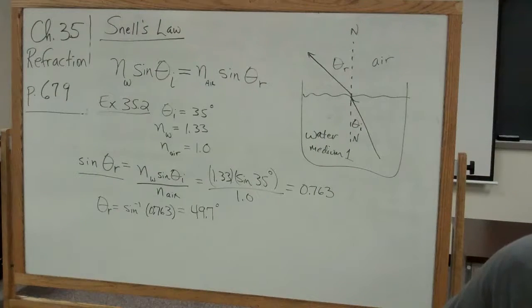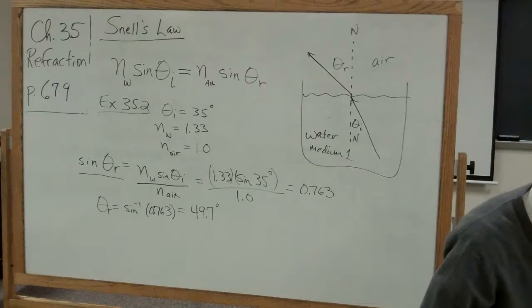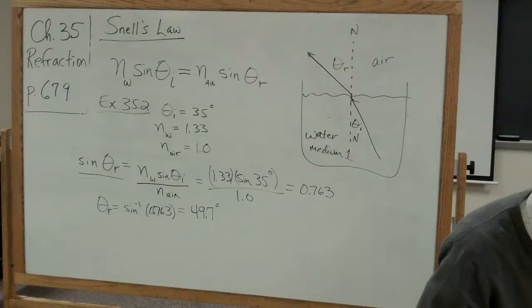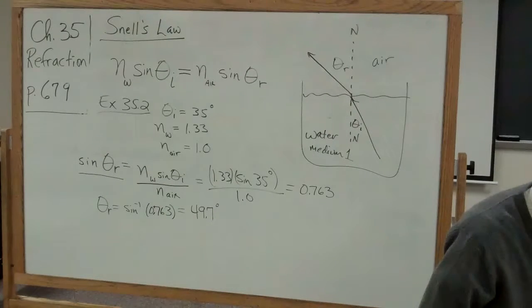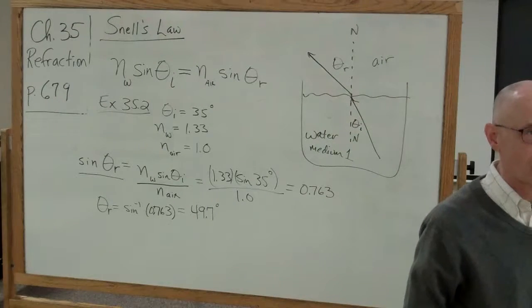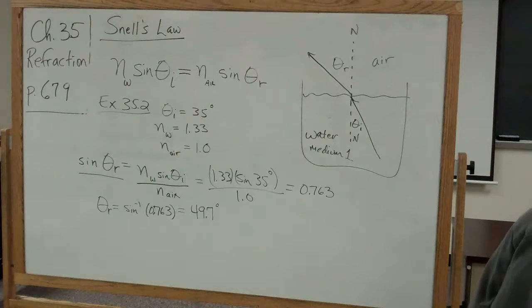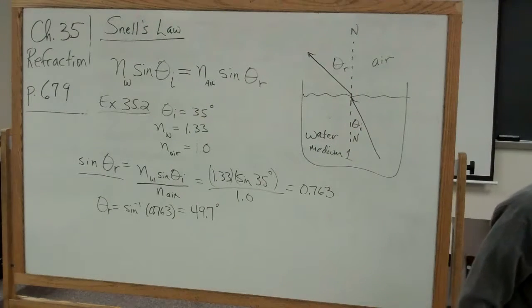And then we're going to do one more example. The next example on page 683, example 35.3, is actually one of the things you're going to be doing in your lab. Once you're given the two angles, the angle of incidence and angle of refraction, you can solve for an unknown index of refraction. And that will allow you to guess what the material is, what the medium is.